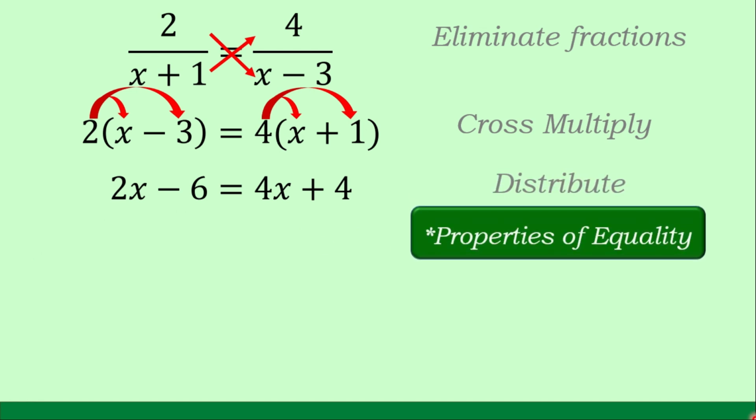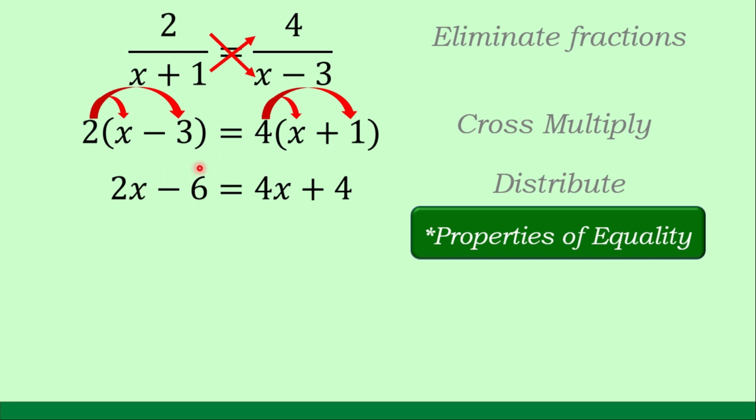We are going to apply properties of equality to solve for x. We need to keep in mind that here, we need to have all the variables or all the terms with the variables on the left side of our equation. And on the right side, we are going to have the remaining terms or the constants. So here, we have 2x on the left side. That's a check. We have 4x on the right side. So we need to transfer that to the left side.